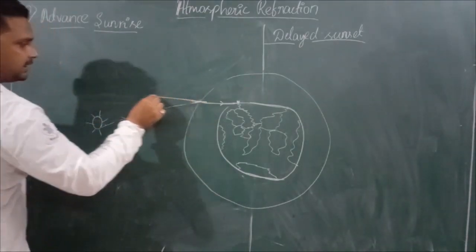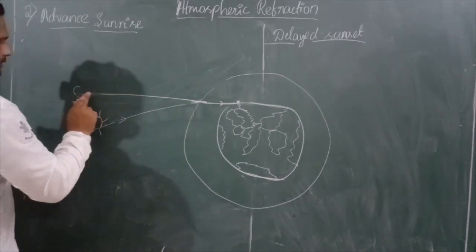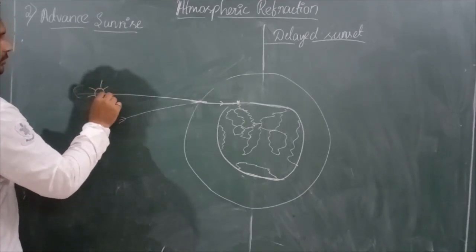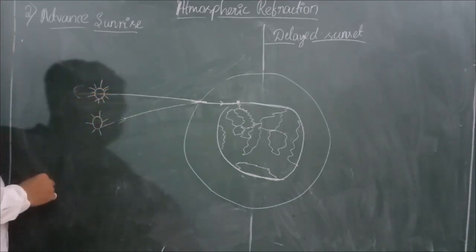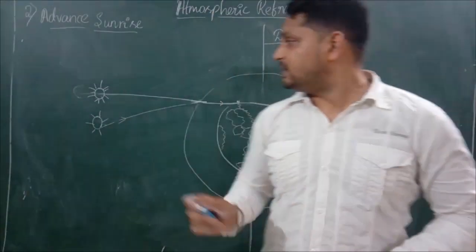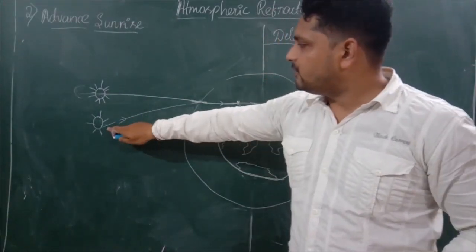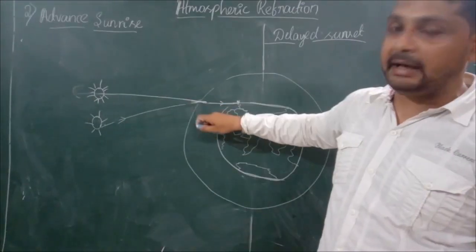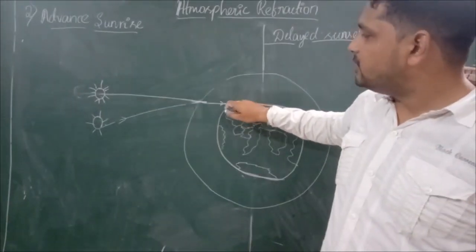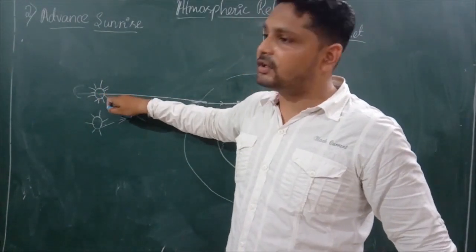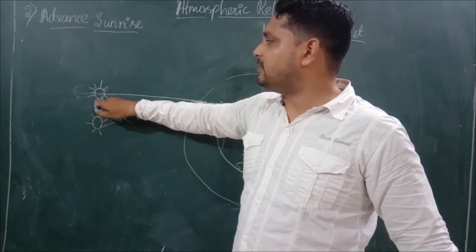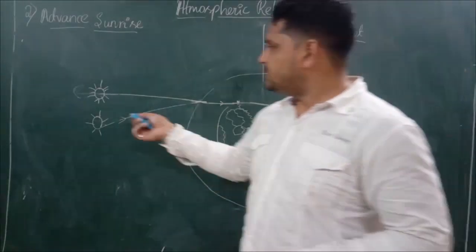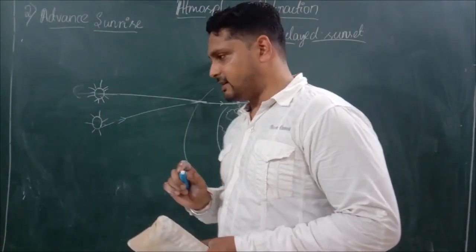It will consider that the light is coming in a straight line, so here it will consider the sun is just about to rise. So what happens is that due to atmospheric refraction, when the sun is just below the horizon, the light ray deviates, it is bent. When it reaches the observer, the eye forms an apparent image of the sun just near the horizon, considering it a sunrise. So this phenomenon is called advanced sunrise.